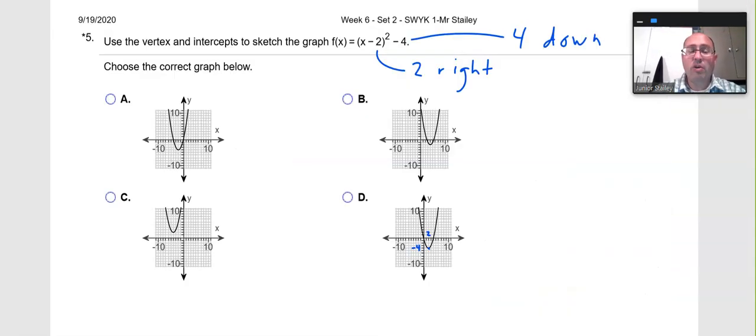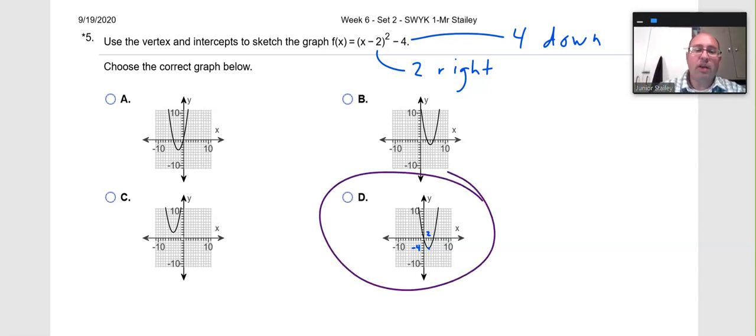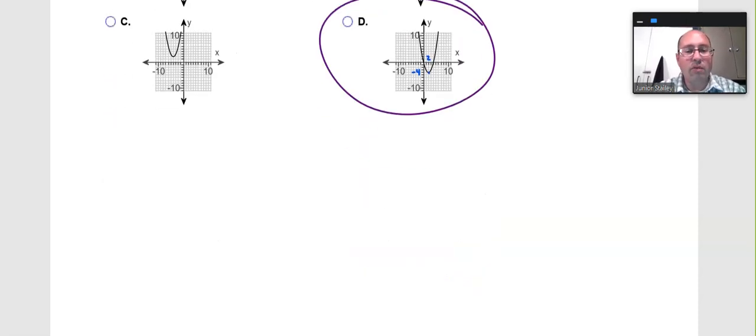Got a couple questions that are multiple choice. Shouldn't be too hard for you. You have to look at it and see which ones are telling you. I can see from the equation that this one moves 2 to the right and 4 down, because it's always backwards on the inside, exactly what you think on the outside. So you just have to look for the one that matches what you think. 2 to the right and 4 down. It has to open up, but none of the answer choices open down, so I couldn't get rid of them based on that. But it does have a positive a.